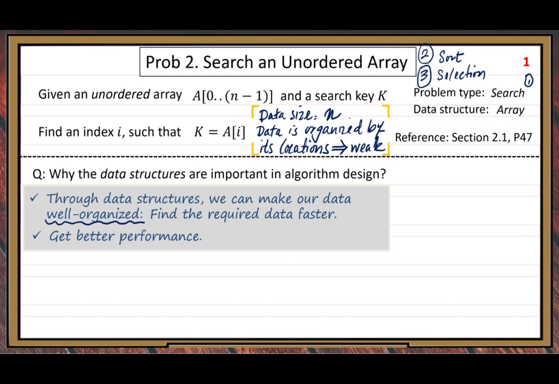Why do we feel it's weak? Because if you want to find an item in the array, you need to make a lot of effort. You need to search the whole array to find it. It is not fast. The search is not fast. It's pretty weak.